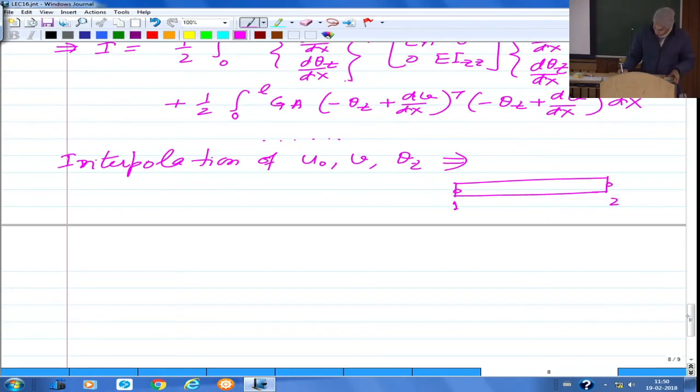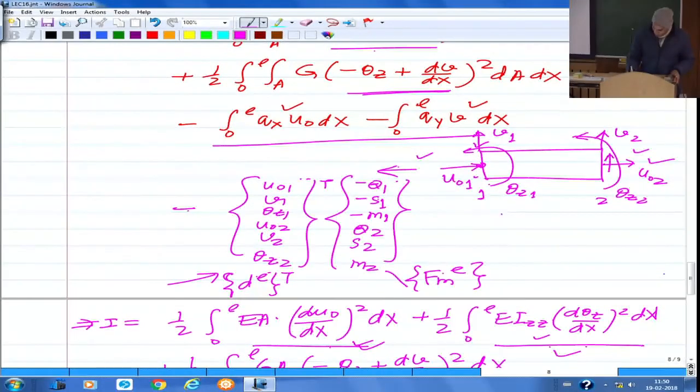That is what I had sketched here, although at that point I had sketched it only for the purpose of writing the potential of these internal forces. But I have to have u naught as a primary variable, a degree of freedom at the first node and at the second node, v as a degree of freedom at each node, and theta z here and theta z here. So at each node I now have 3 degrees of freedom, 2 displacements and 1 rotation. For the element, in total we have 6 degrees of freedom. Out of those, u naught 1 and u naught 2 correspond to u naught, v1 and v2 correspond to v, and theta z1 and theta z2 correspond to theta.